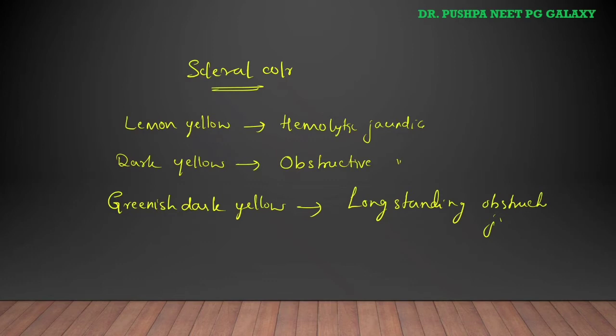Based on scleral color, we can differentiate types of jaundice. If it is lemon yellow, there is possibility of hemolytic jaundice. If it is dark yellow, there is possibility of obstructive jaundice. If it is greenish dark yellow, there is chance of long-standing obstructive jaundice, where there is conversion of bilirubin to biliverdin. So, icterus is yellowish discoloration.